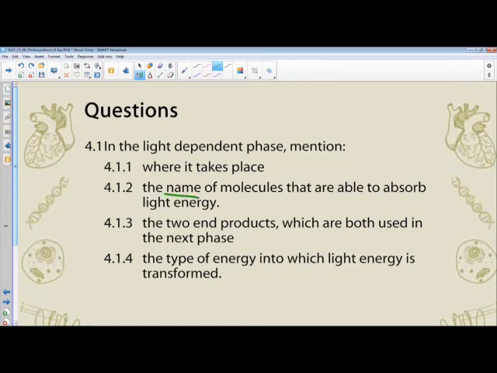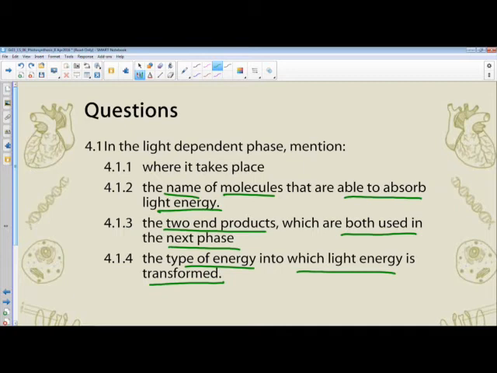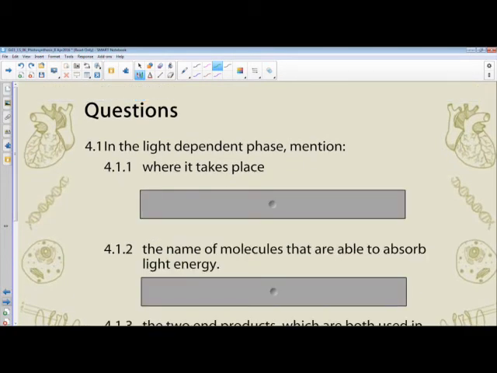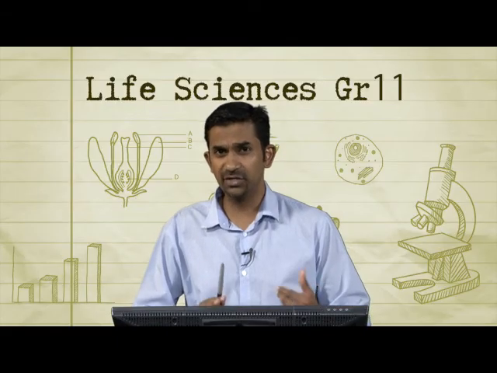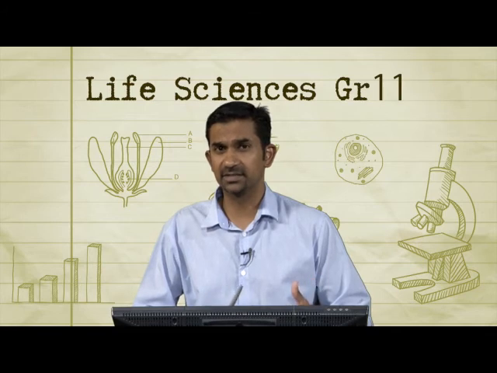4.1.2. Name of the molecule that is able to absorb light energy. 4.1.3. The two end products which are both used in the next phase. 4.1.4. The type of energy into which light energy is transformed. Okay, guys, these questions are there for you to look at. I'm going to scroll back to my diagram. I'm going to give you 2 minutes to work through these, and when you get back, we're going to look at some of these answers.